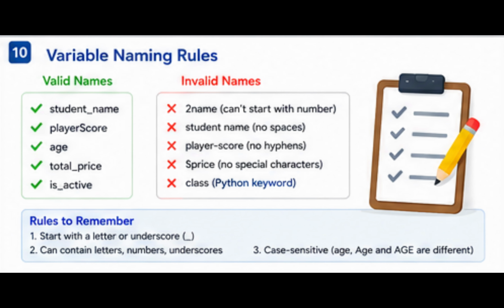Variables become much more useful when they store information provided by the user. The input function allows a program to ask questions and receive answers. For example, we can ask for a user's name and age. Whatever the user types gets stored in variables. One important thing to remember is that input always returns text. If we need a number, we must convert the text using int. This allows us to perform mathematical calculations with the user's input.